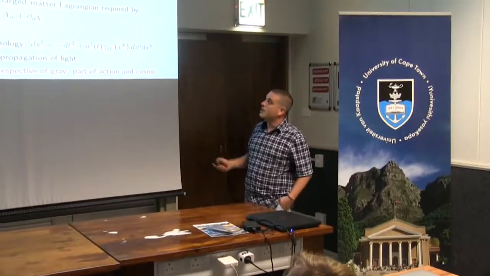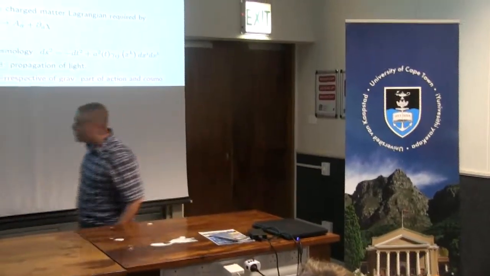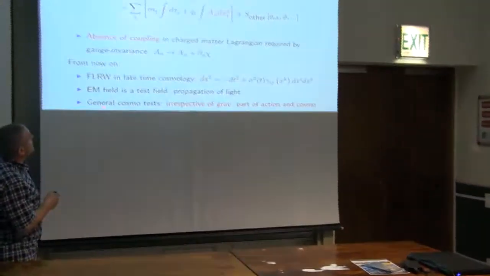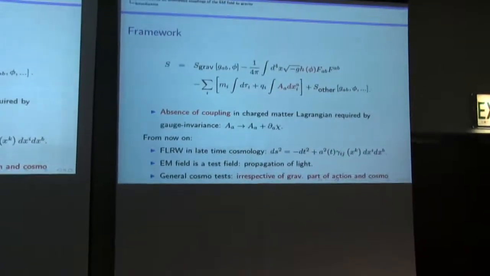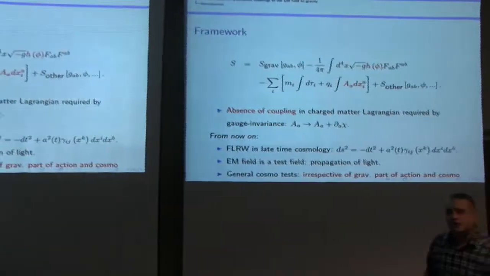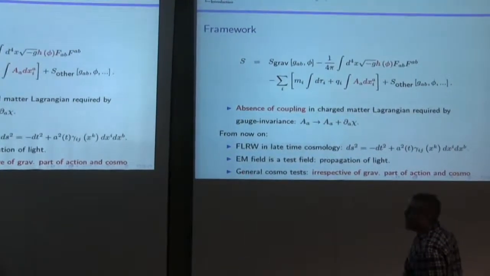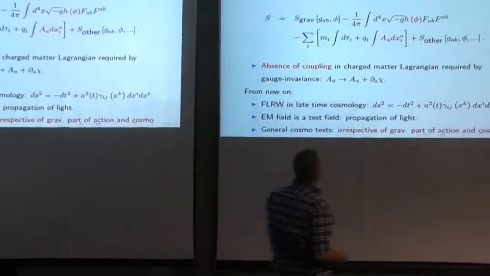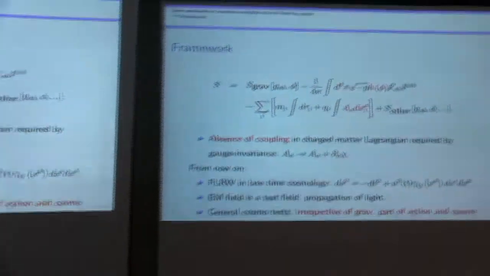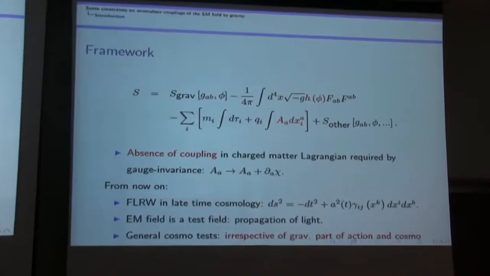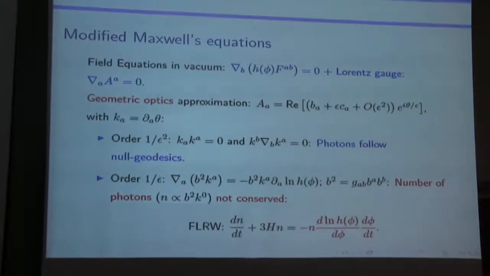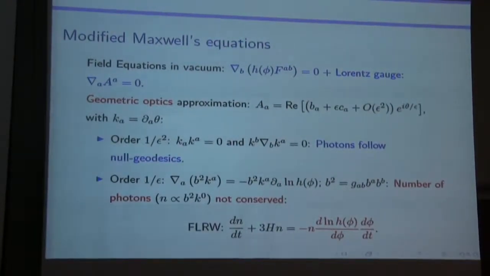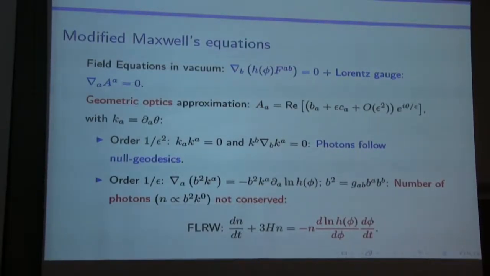From now on, I will work in FLRW, and the electromagnetic field will be a test field, so we are in late-time, matter-dominated cosmology, because all the observations I will talk about are in a matter-dominated epoch. And as I said, we're looking for generic cosmological constraints on observables that can help us constrain these couplings H here.